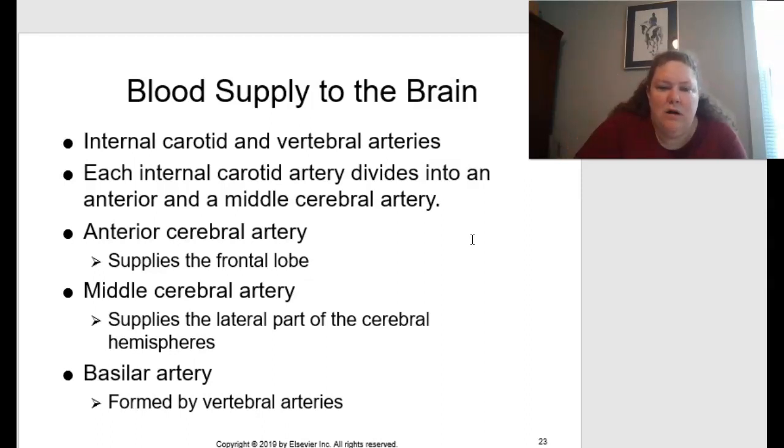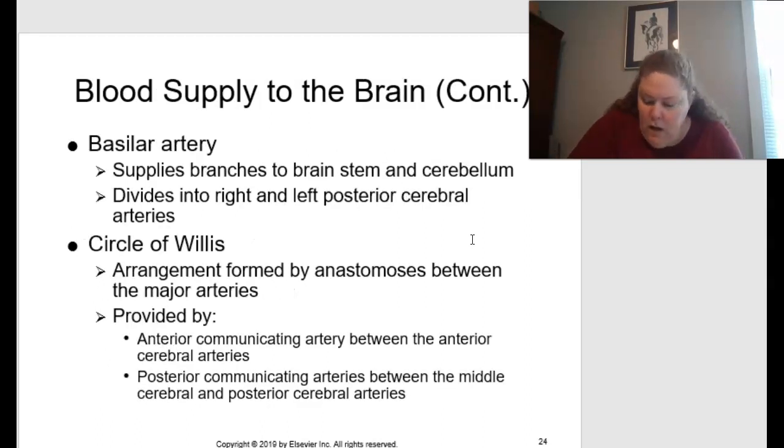And then you have your basilar artery, and this is going to be formed by our vertebral arteries. Our basilar artery is going to be supplying branches to the brainstem and the cerebellum, and it divides into the right and the left posterior cerebral arteries. You also have the circle of Willis, and this is an arrangement that's formed by the anastomoses between the major arteries. It's provided by the anterior communicating artery between the anterior cerebral arteries, and also the posterior communicating arteries between the middle cerebral and the posterior cerebral arteries.